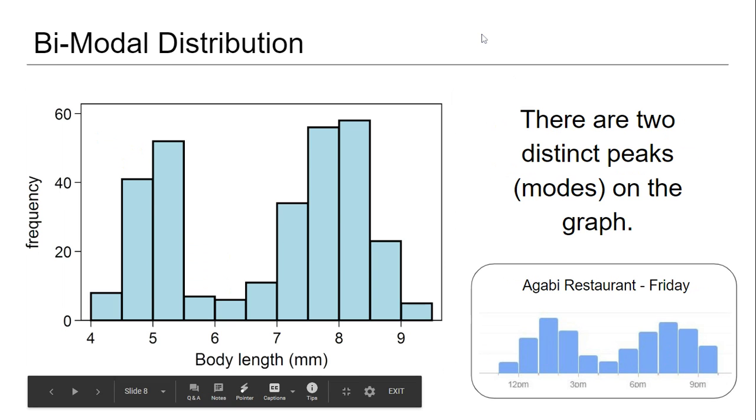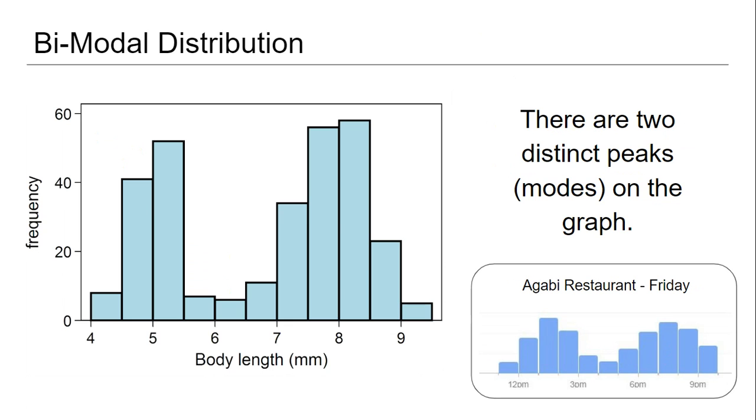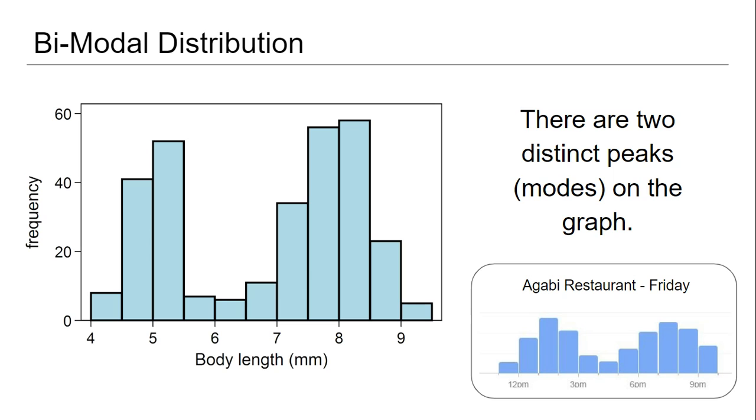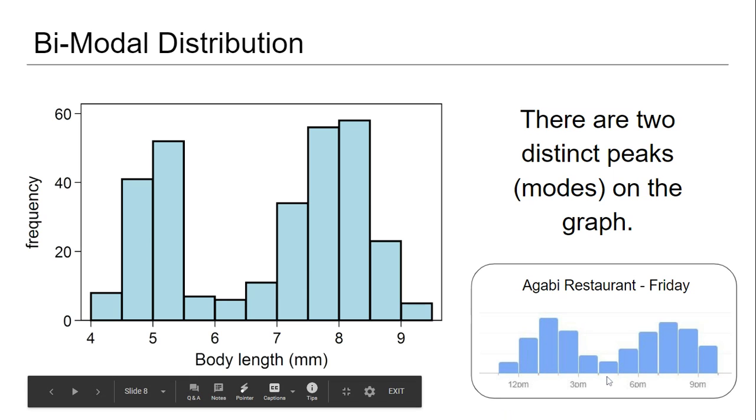All right, my last distribution is a bimodal distribution. We've talked about mode. Mode is the most frequent, or in this case, it's going to be our tallest bar, the one that shows up the most. Bi means 2, so bimodal means there's going to be 2 peaks on that graph. My example was a Gabi restaurant on a Friday. They definitely have a big lunch rush and then a larger dinner rush, and they came out with this really nice bimodal graph.